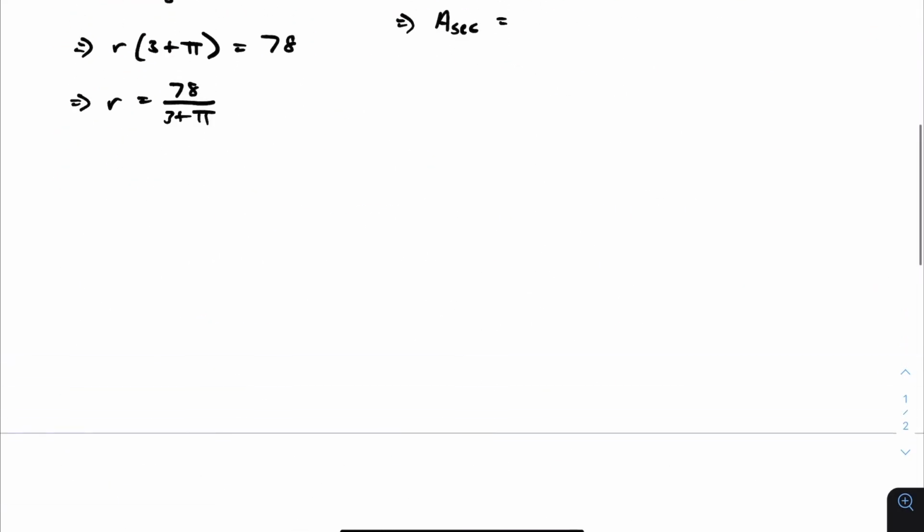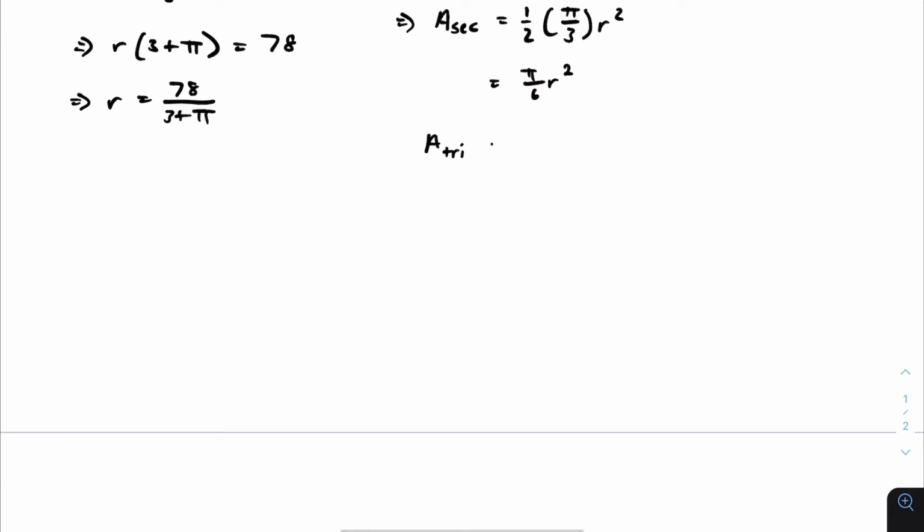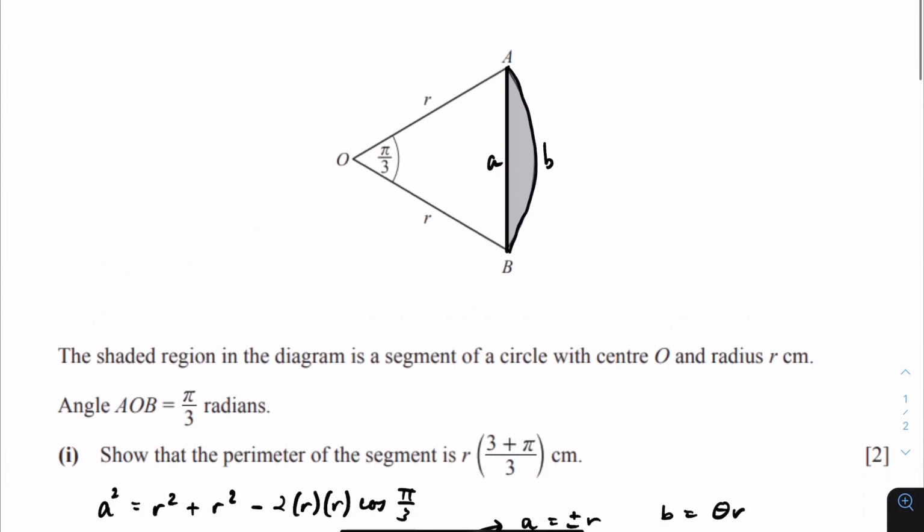So that's equal to half times the angle, which is pi over 3, times the radius, which is 78 over (3 plus pi) squared. Although I think it's best if we substitute the radius in later. So let's just put it as r squared, which is equal to pi over 6 r squared. Now the area of the triangle, we just need two side lengths and an angle. It's half a b sine C.